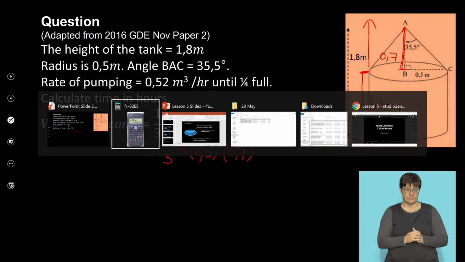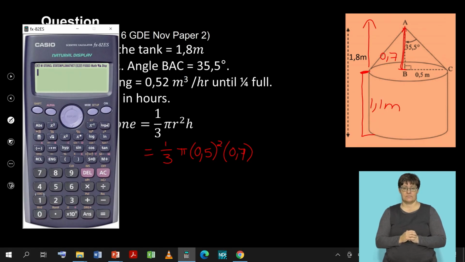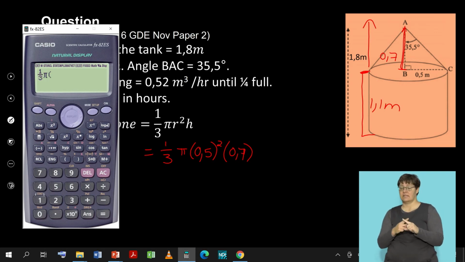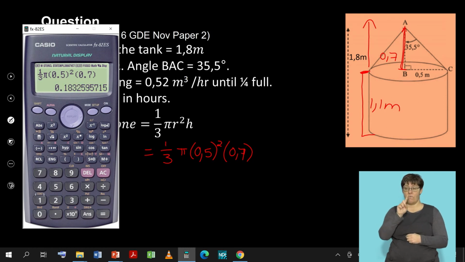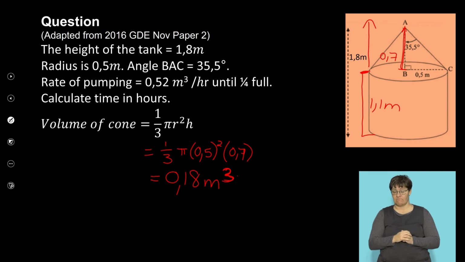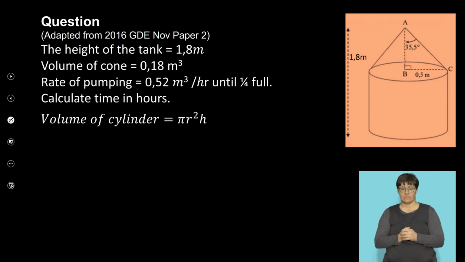So I can now plug this all into my calculator. So it's going to be a third multiplied by pi multiplied by 0,5 squared multiplied by 0,7. And this is going to give me an answer of 0,18. So the volume of the cone is going to be cubed because it's a volume, 0,18 meters cubed.